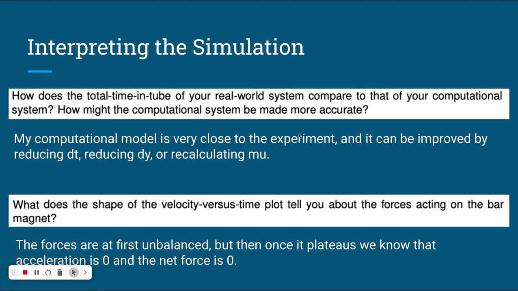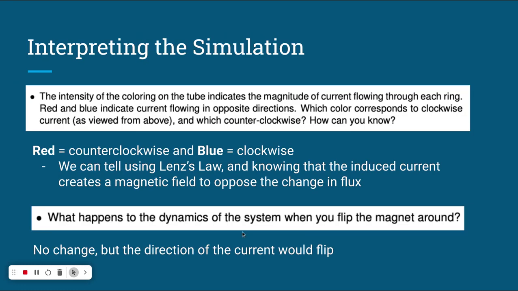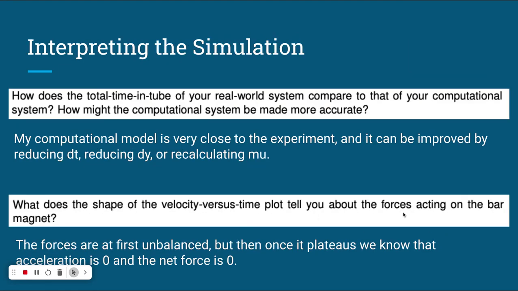The computational model is very close to the experiment, but it can be improved by reducing dt, making it faster, and reducing dy, which is making more rings. Or we could also recalculate mu. And the forces are at first unbalanced, but once it plateaus, we know that they're balanced. The acceleration is 0, and that's what's slowing down the magnet.